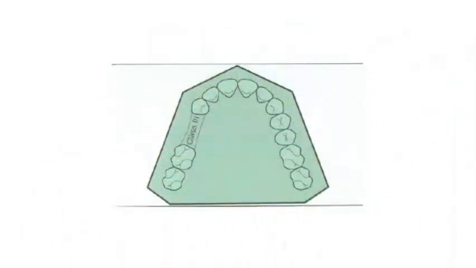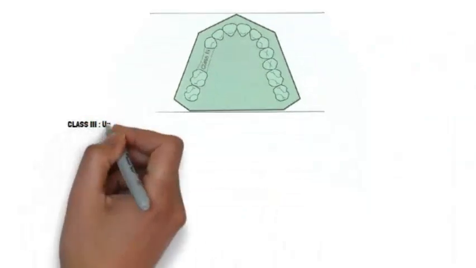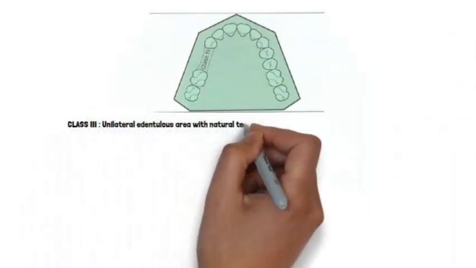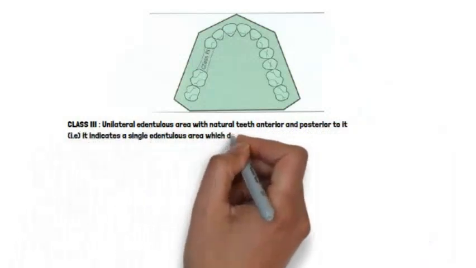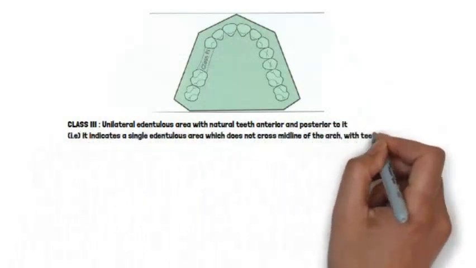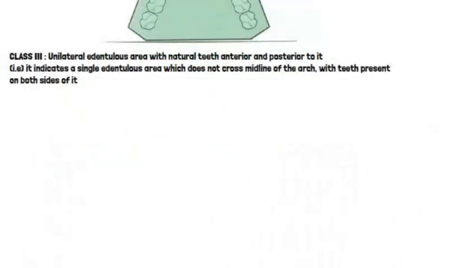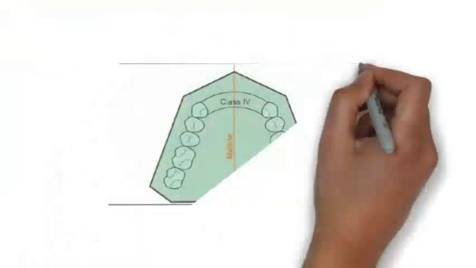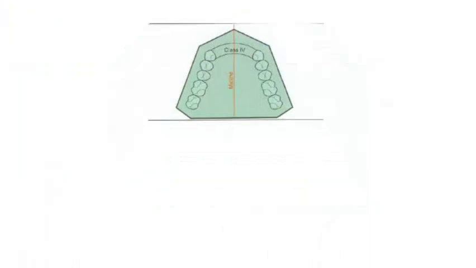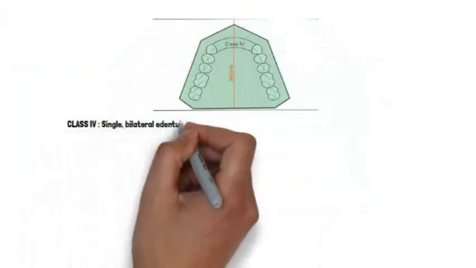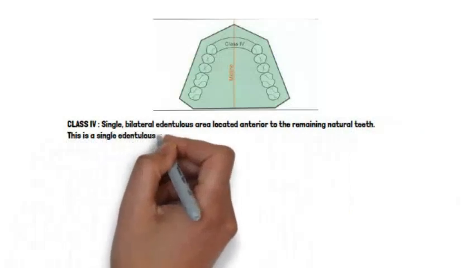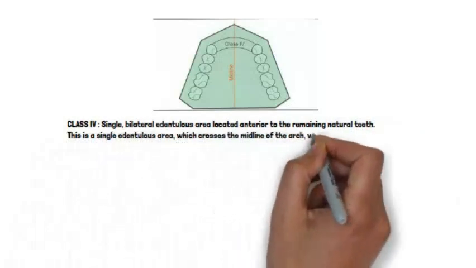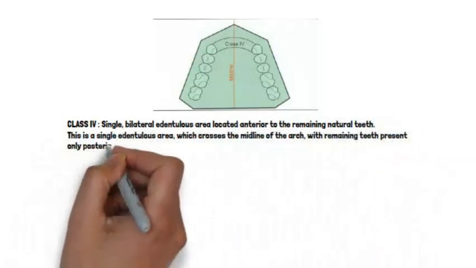Class 3: unilateral edentulous area with natural teeth anterior and posterior to it. It indicates a single edentulous area which does not cross the midline of the arch, with teeth present on both sides of it. Class 4: single bilateral edentulous area located anterior to the remaining natural teeth. This is a single edentulous area which crosses the midline of the arch, with remaining teeth present only posterior to it.